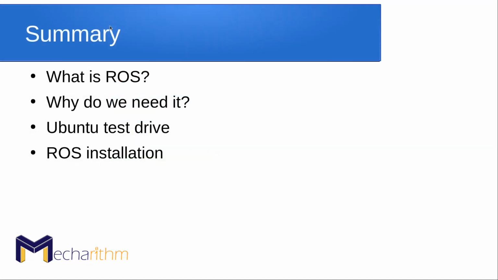Alright, just to sum up what we did today in our first lesson, we talked about ROS, we defined what it is and what it does, and why we need it. Then we took a simple test drive of Ubuntu. We got introduced to how Ubuntu looks and how to use a terminal for some simple functions. And then we went through the ROS installation as well as the installation of the catkin tools, which is a pretty weird name, and we will learn how to actually use this stuff in the upcoming lessons.